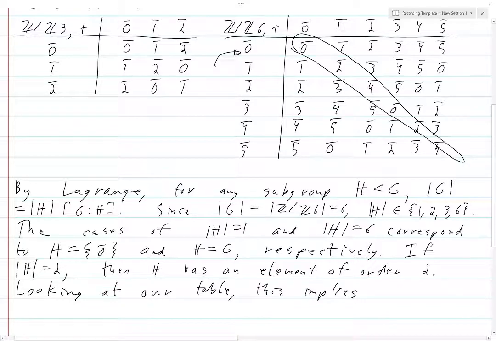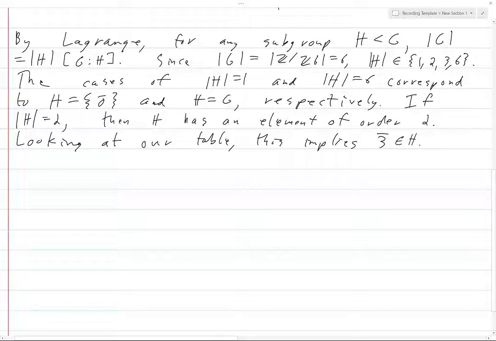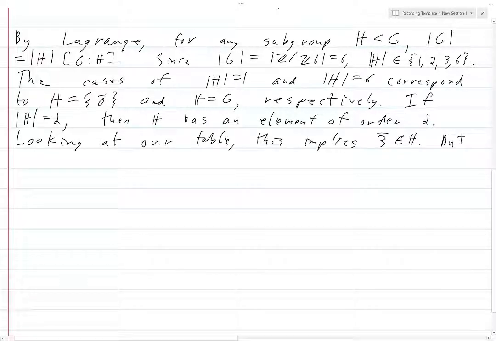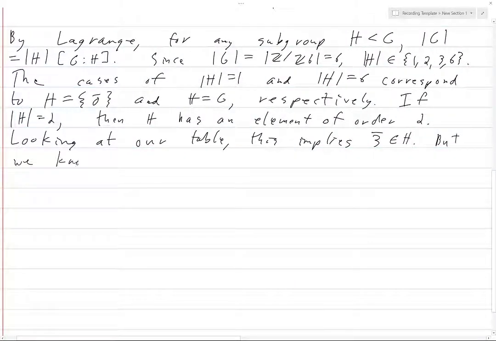Well, 0 doesn't have order 2. 0 has order 1 because it's 0. But we have this other one here, and it's 0. And this 0 here corresponds to 3. So our table implies that 3 is in H. But we know that 0 is in H, and so H has 2 elements, it has 3, it has 0. Well, there we go. H is {0, 3}.